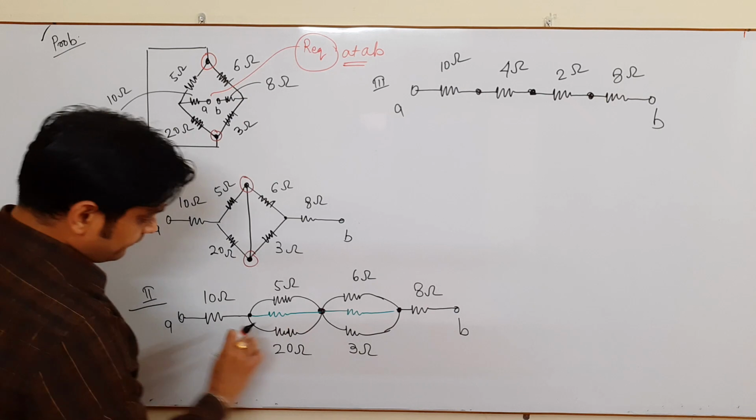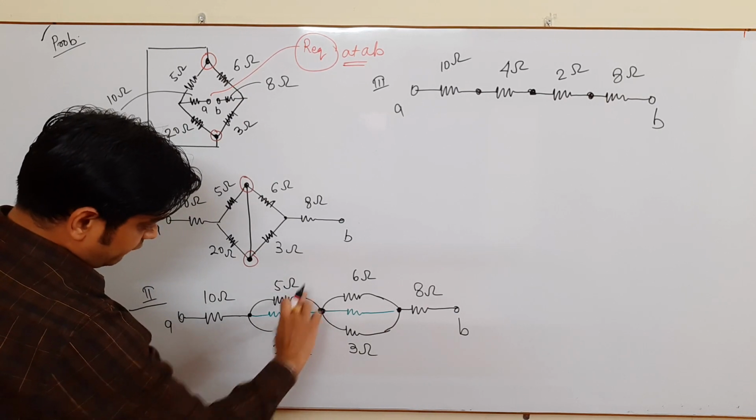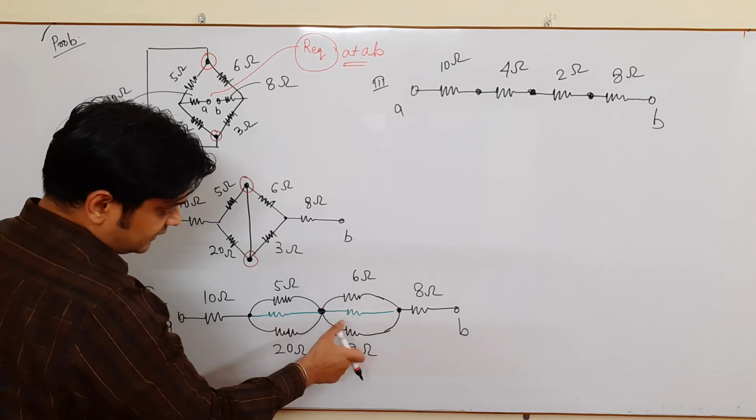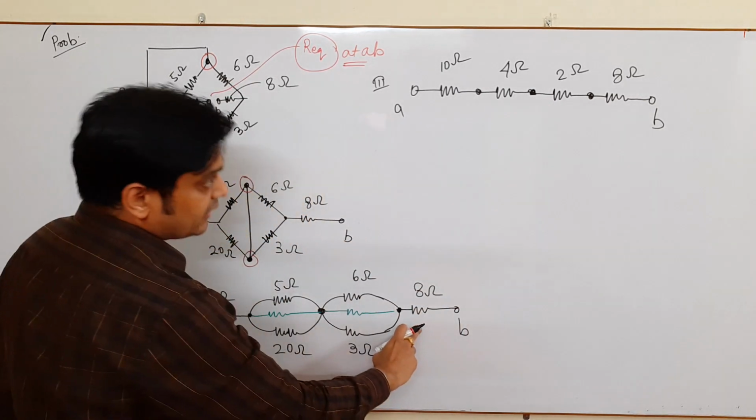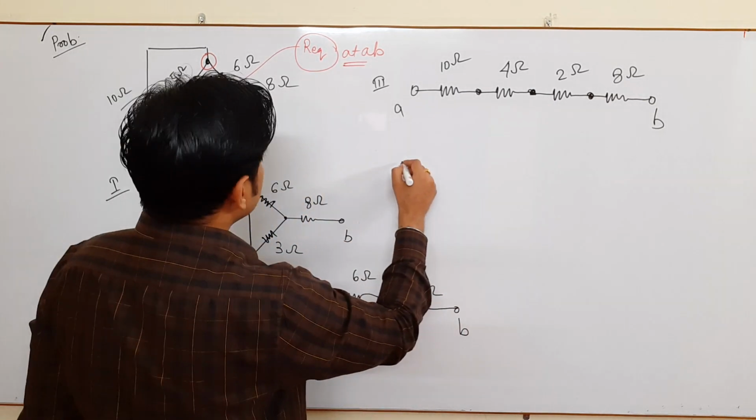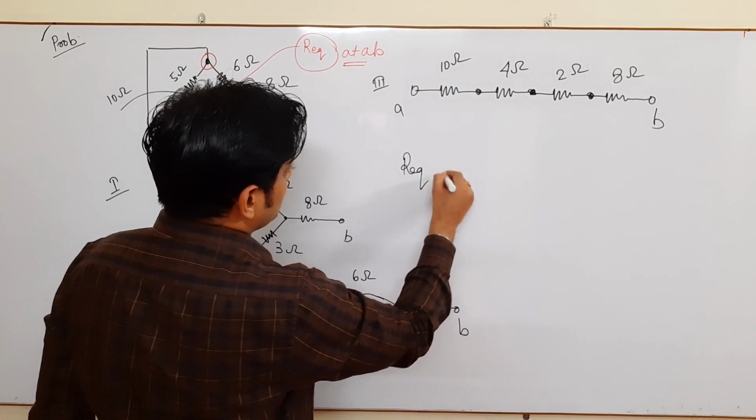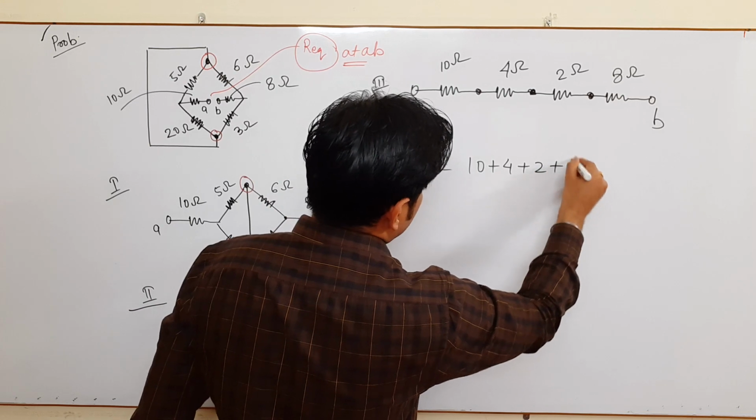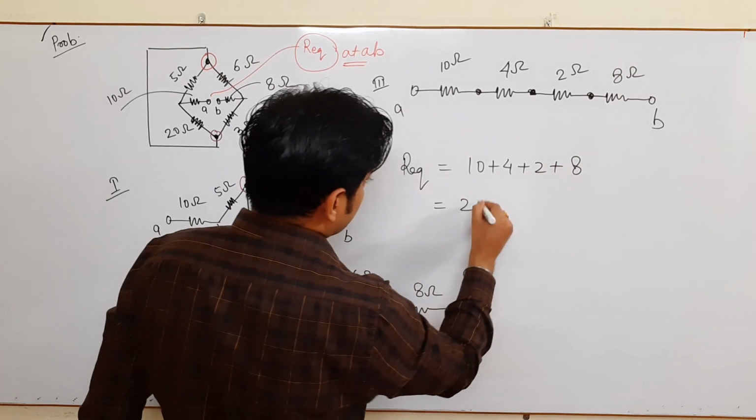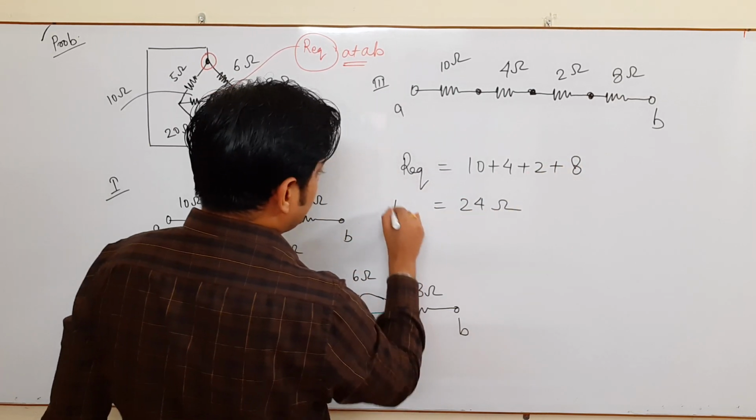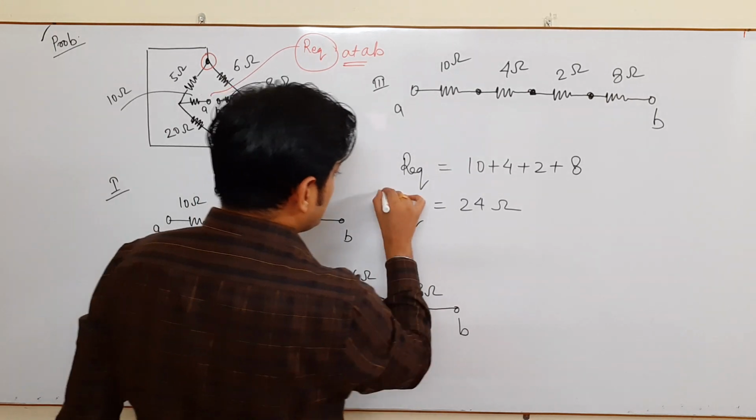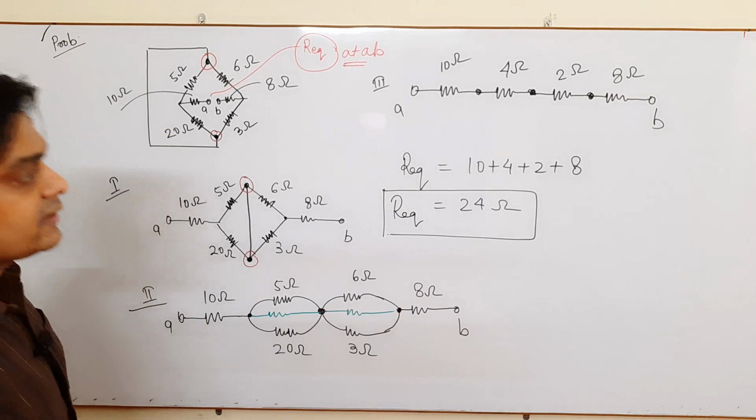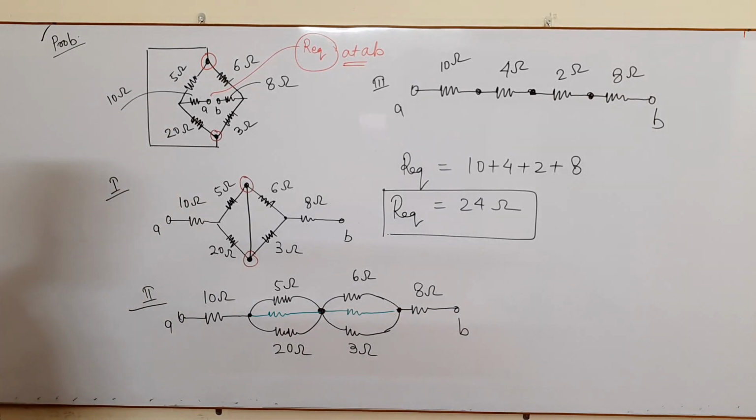This is 10 ohm. The parallel combination of 5 and 20 is how much? It is 4 ohm. Again, the parallel combination of 6 and 3 is how much? It is 2 ohm, and this is 8 ohm. So what is our equivalent? Yes, you can directly say it is 10 plus 4 plus 2 plus 8. So that comes to be 24 ohm. So this is the value of R equivalent, that is 24 ohm.